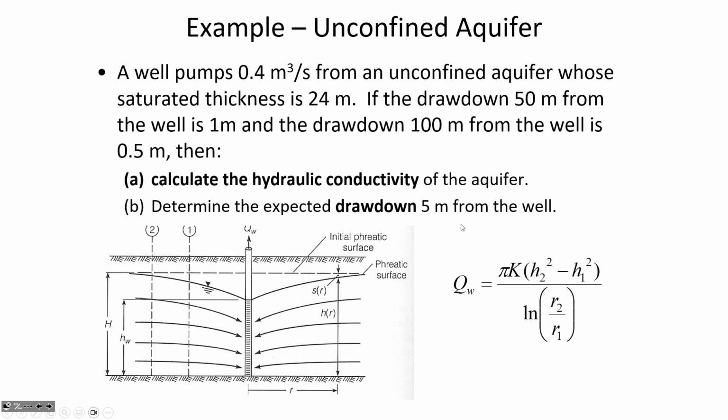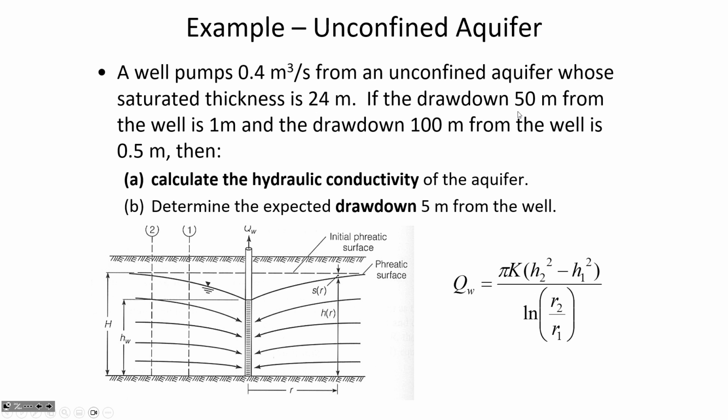Okay, so a well is pumping 0.4 cubic meters per second, so we're given the Q, an unconfined aquifer, so we use Dupuit's formula. Saturated thickness is 24 meters, so that is H, the thickness of the aquifer that would have water in it prior to drawdown. And now, the drawdown 50 meters from the well is 1 meter, and the drawdown 100 meters from the well is 0.5 meters.